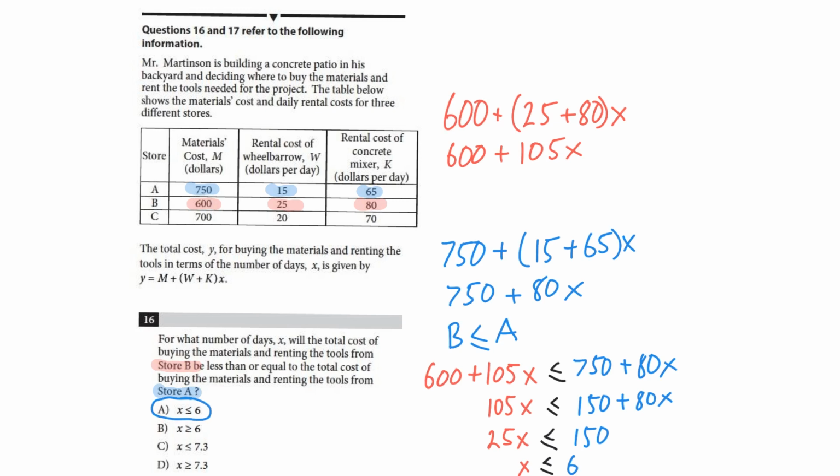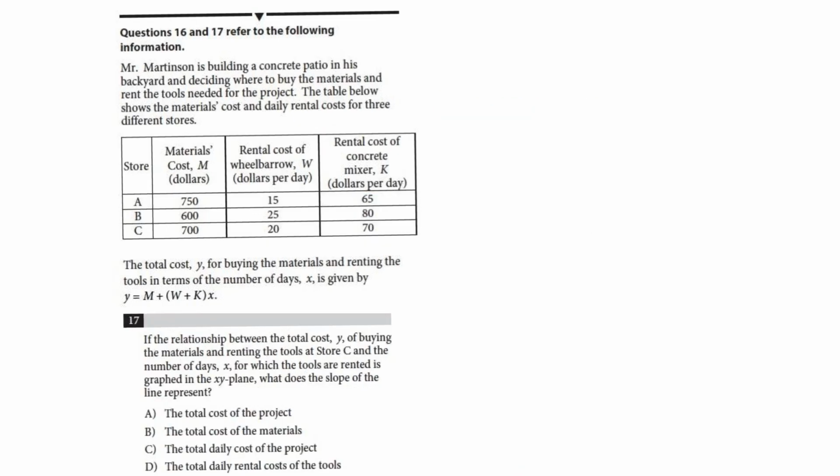Now moving on. Same situation here for 17. If the relationship between the cost y of buying the materials and renting the tools from store C and the number of days x for which the tools are rented is graphed in the xy plane, what does the slope of the line represent? I'm only going to use quadrant 1 because we're talking about rental days, right? Can't go negative.